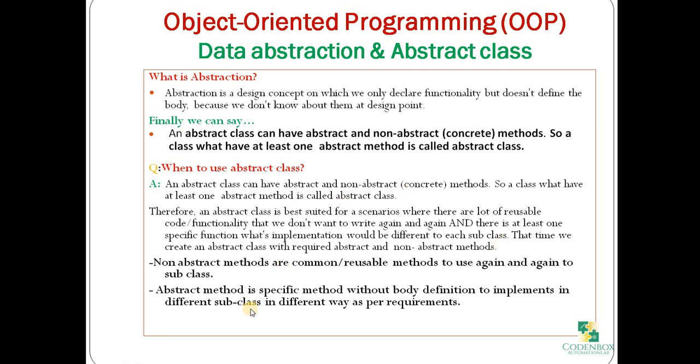Now here are two points as a note. Non-abstract methods are common or reusable methods to use again and again in a subclass. An abstract method is a specific method without a body definition, to be implemented in different subclasses in different ways as per requirement. Okay, so that's all about data abstraction and abstract class. This is a very important topic of object-oriented programming in Java.